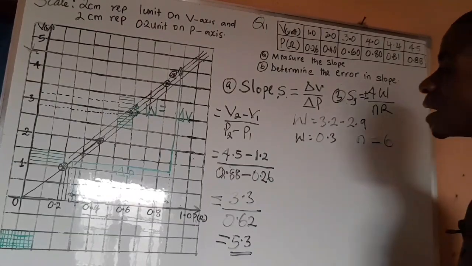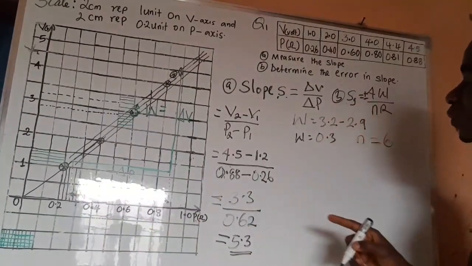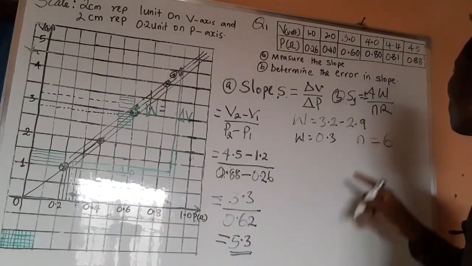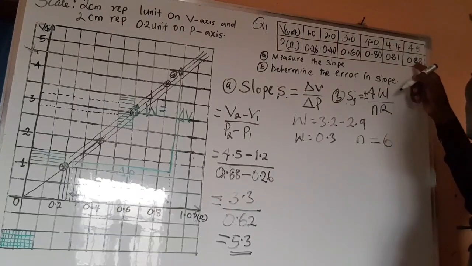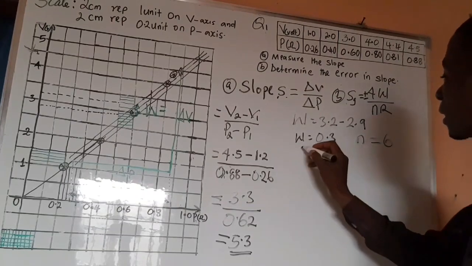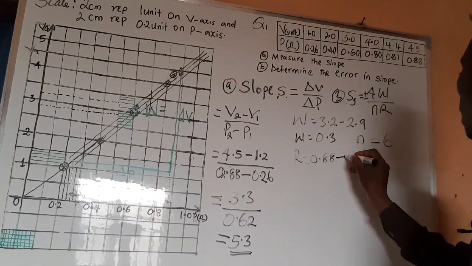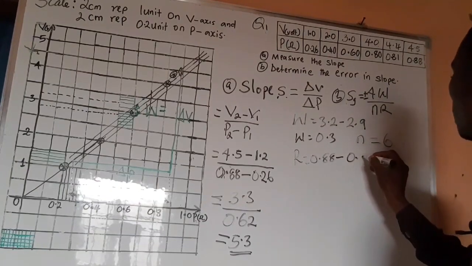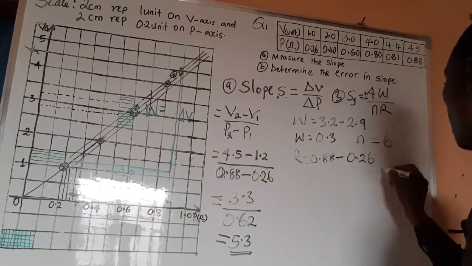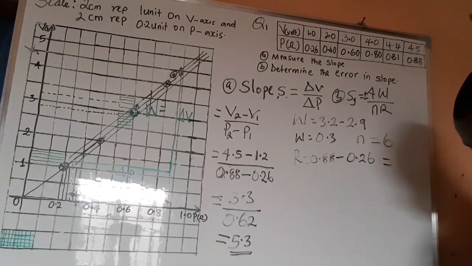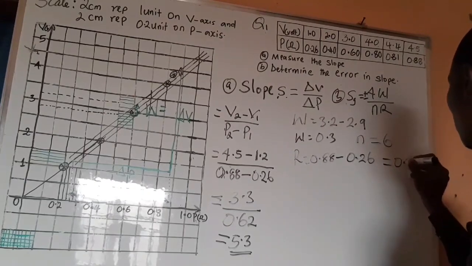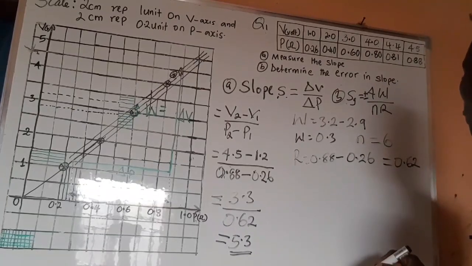Okay, then R is the range in the value, in the horizontal value. So don't stress yourself from the graph. Come back to your table of values. This is the highest number, which is 0.88. So our R is 0.88 minus the lowest number, which is 0.26. Okay, and that is going to give us 0.88 minus 0.26, which gives us 0.62.